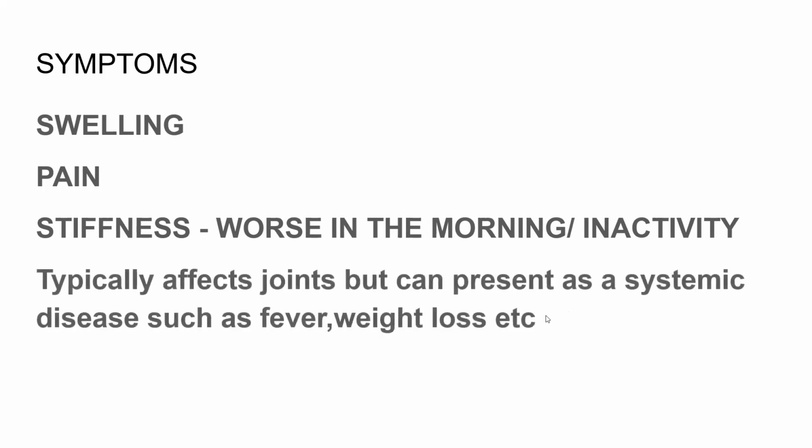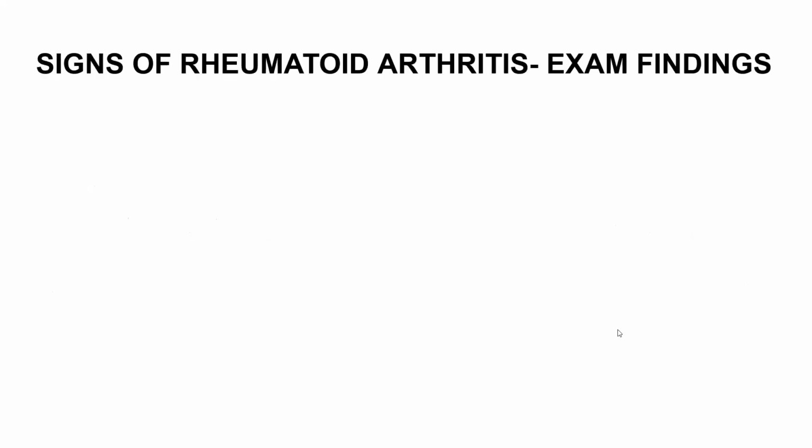All right. While we do know that this condition, rheumatoid arthritis, mainly affects the joints and usually the small joints, it rarely presents as a systemic disease, which means that sometimes the patient might experience more generalized symptoms such as fever or weight loss, but it is one of the rare presentations. All right. So these were the symptoms of rheumatoid arthritis.